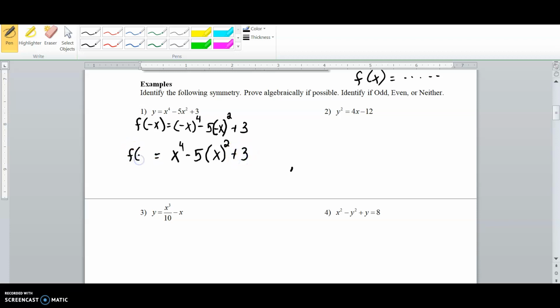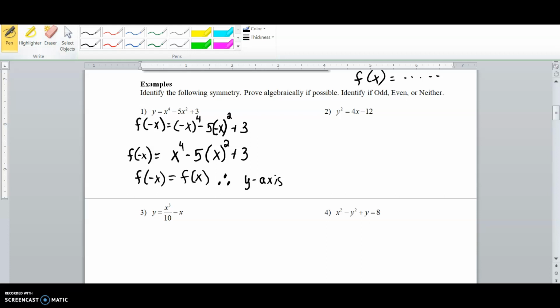So what we found is that f of negative x is in fact just x to the fourth minus 5x squared plus 3. And if you look at the original, our f of negative x does actually equal our original f of x. Therefore, we have symmetry with respect to the y-axis. I'll call it y-axis. And if you like, I suppose you could probably put just the word even in there as well.